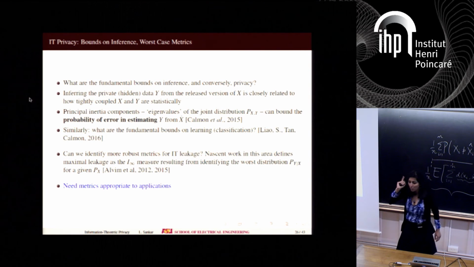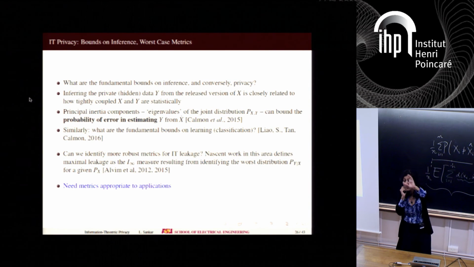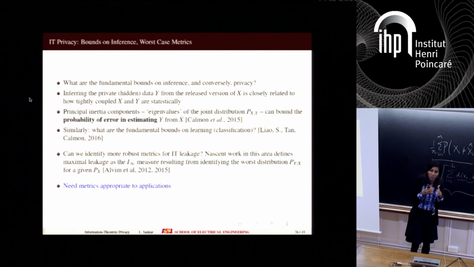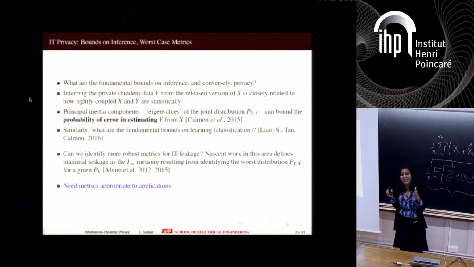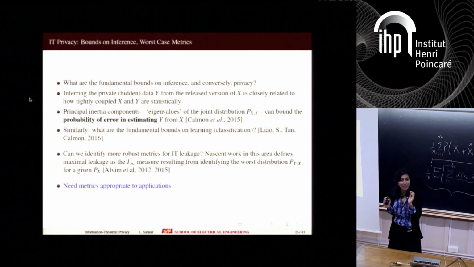So I want to leave you with one slide on what mutual information theoretic privacy gets you. I think it can allow you to quantify fundamental bounds on inference, which has to be defined very correctly. And conversely, if you had a data set with a particular joint distribution of the public and the private, how much privacy can you really guarantee if these two are highly correlated? Not taking statistics into account will never tell you that in some sense.